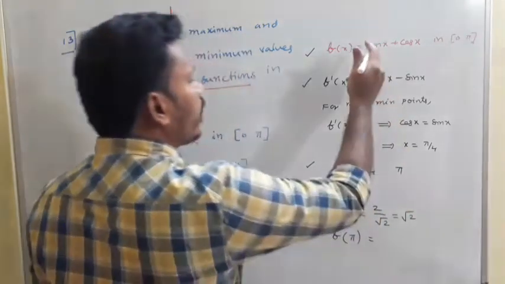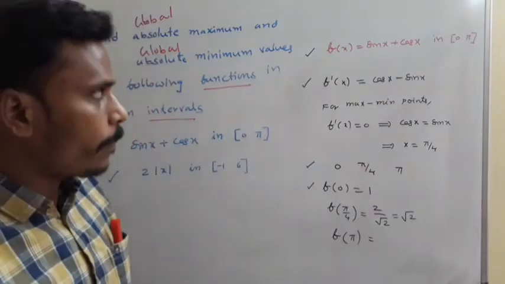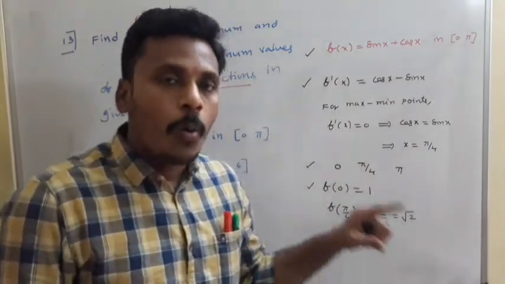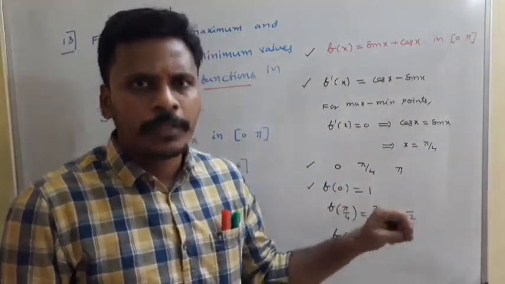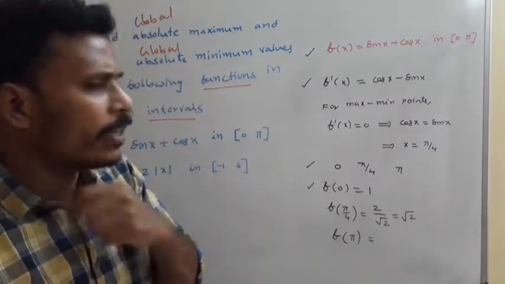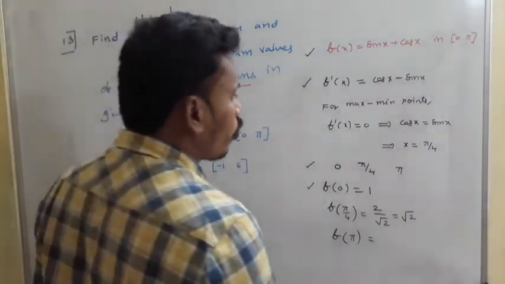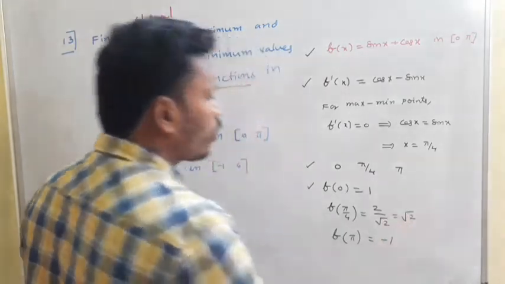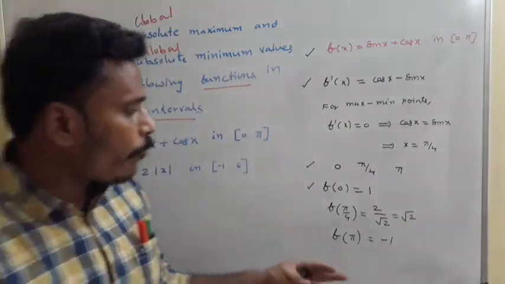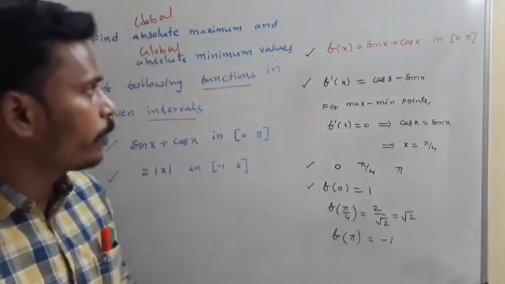And then f of pi. f of pi is sin pi plus cos pi. What is sin pi and what is cos pi? Let's have a look. Sin pi is 0, whereas cos pi is minus 1. So f of 0 is 1, f of pi by 4 is root 2, f of pi is minus 1.